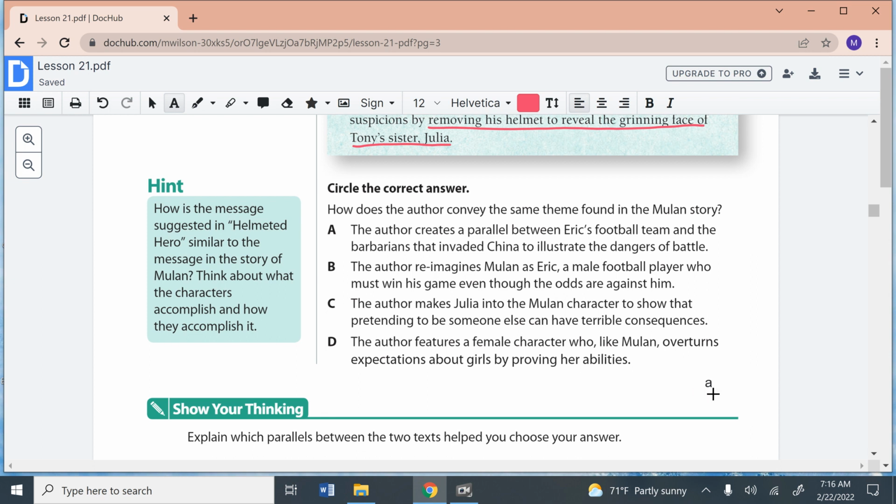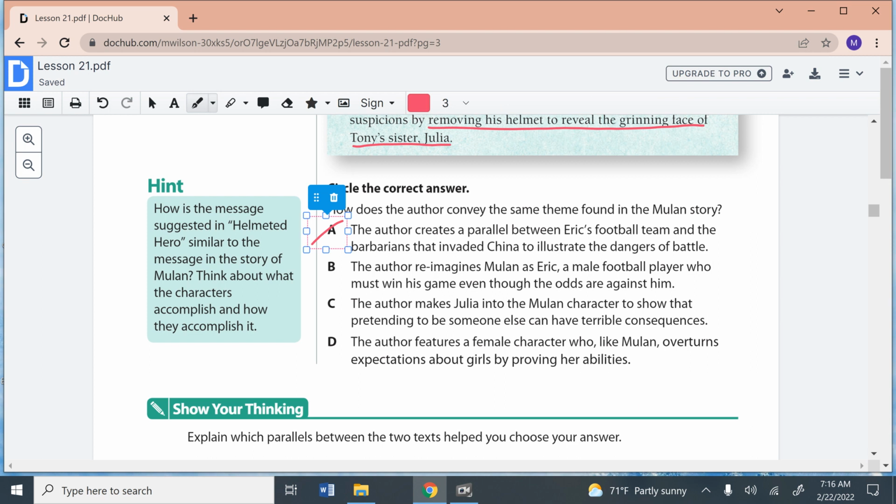A says the author creates a parallel between Eric's football team and the barbarians that invaded China to illustrate the dangers of battle. This doesn't quite make sense because they are not trying to draw a parallel between the two teams. So I would go ahead and say that answer A is not going to be our best answer choice.